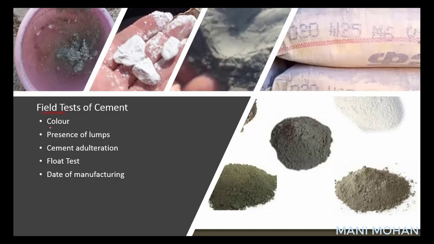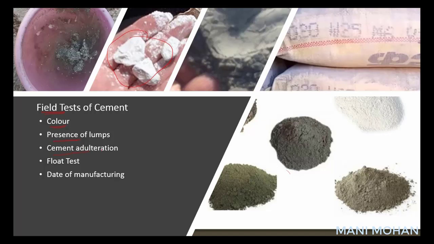Now, it can be on color. The color of the cement should not be uneven. It should be a uniform gray color with a light greenish shade. Presence of lumps. The cement should not contain any hard lumps. These lumps are formed by the absorption of moisture content from the atmosphere. The cement bags with lumps should be avoided in the construction.